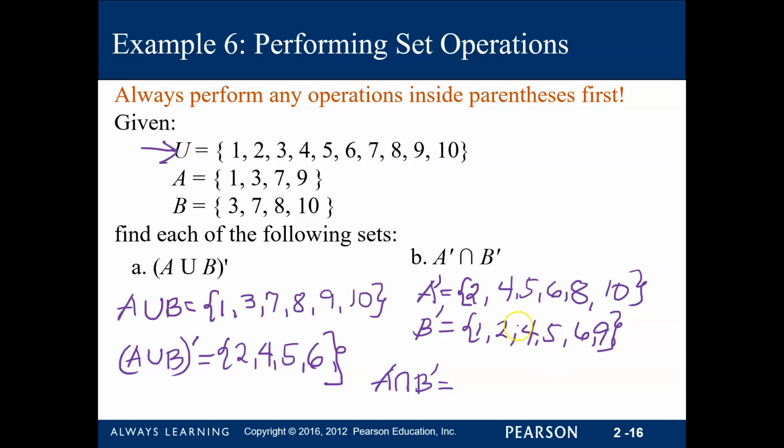You can see that both of them have 2. Okay, both of them have 2. They both have 4. They both have 5. And also 6. Okay, it so happens that it's also the same answer over here. So that is how you can work with multiple set operations. Make sure that you find the innermost operation in the given.